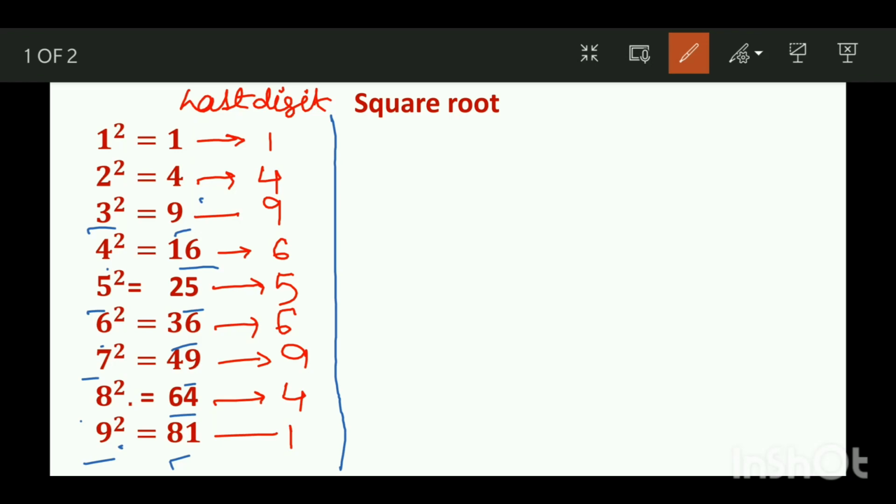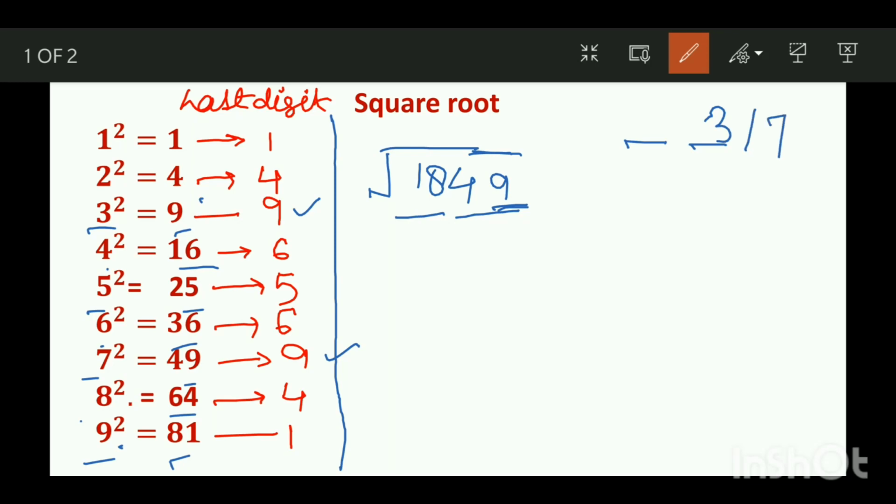Let's take an example. Like we have to find out the square root of 1849. So first we will do pairing like this. Okay. So here will be two digits in the square root. Now we will see the last digit. Last digit is 9. Where last digit is coming, we can see here 9 is coming and here 9 is coming. So when we do the square of 3, we will get 9, and when we do the square of 7, we will get 9 as the last digit. So in the second place, here could be 3 or 7. Hope it is very clear.